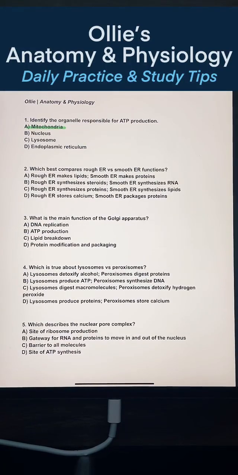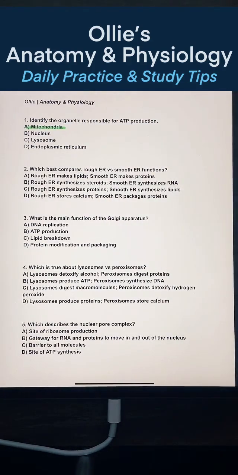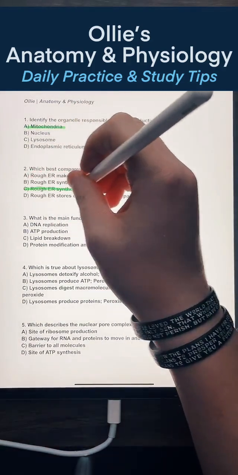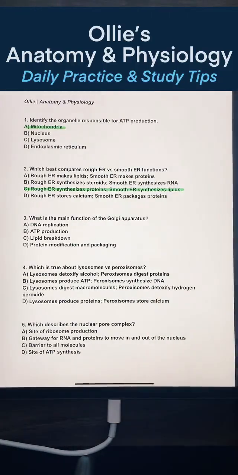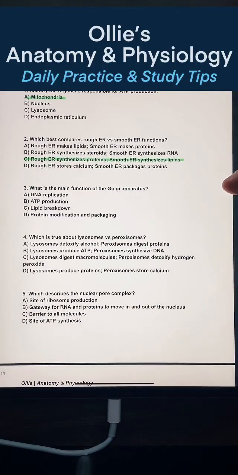We're on number 2 now. Number 2 asks the rough ER versus the smooth ER functions. The answer is C. The rough ER is going to synthesize proteins, while the smooth ER is going to synthesize lipids. Number 3, what is the main function of the Golgi apparatus, A, B, C, or D?